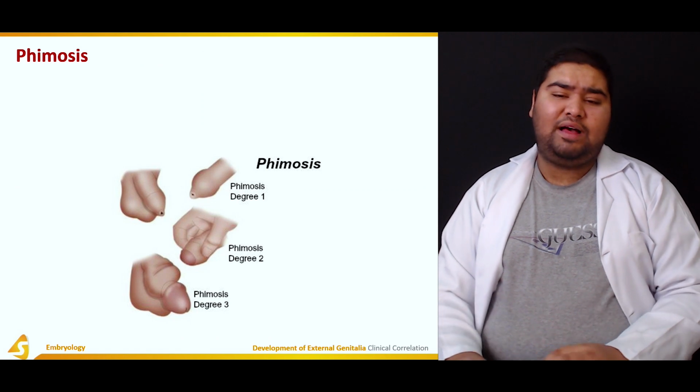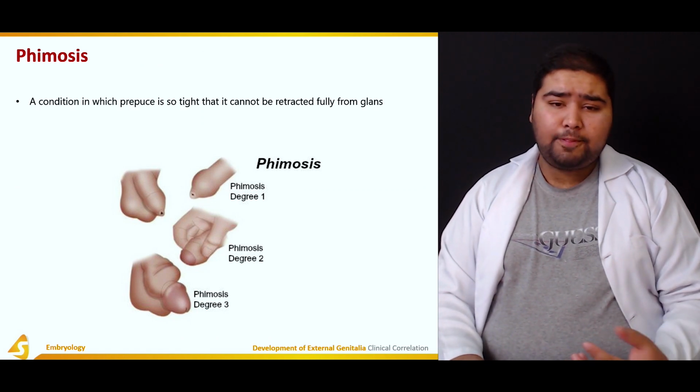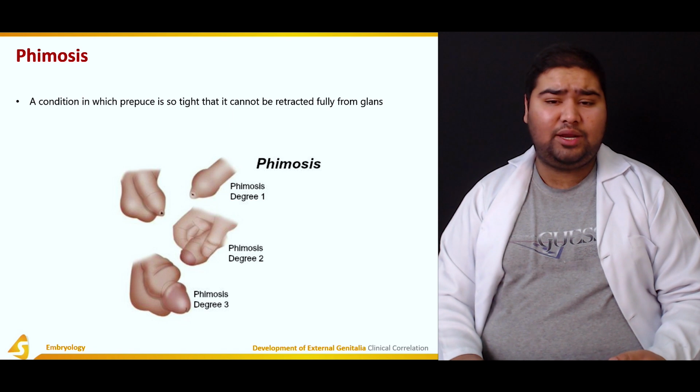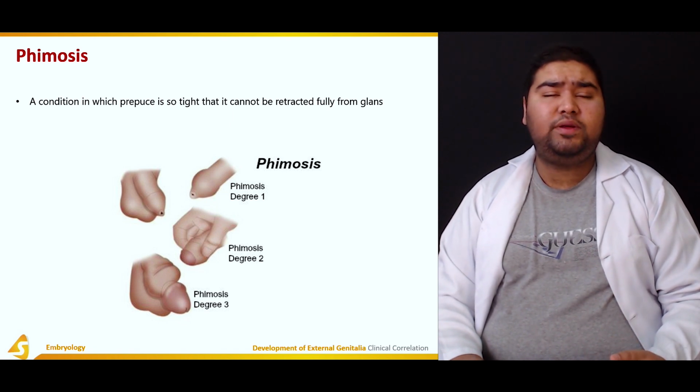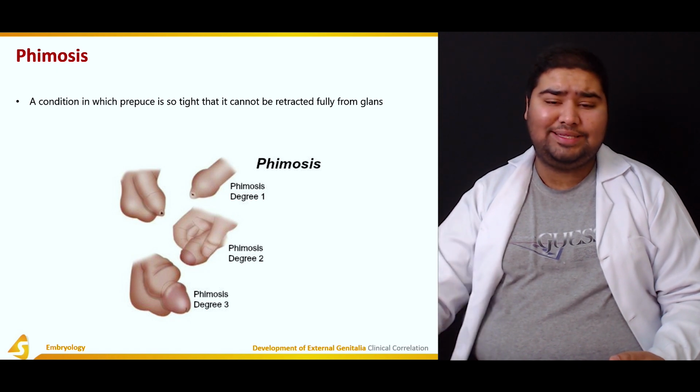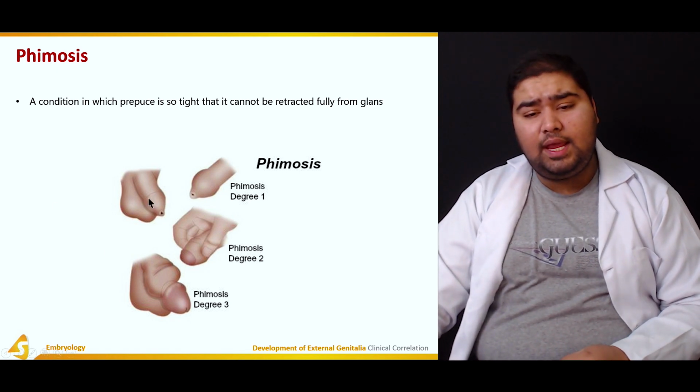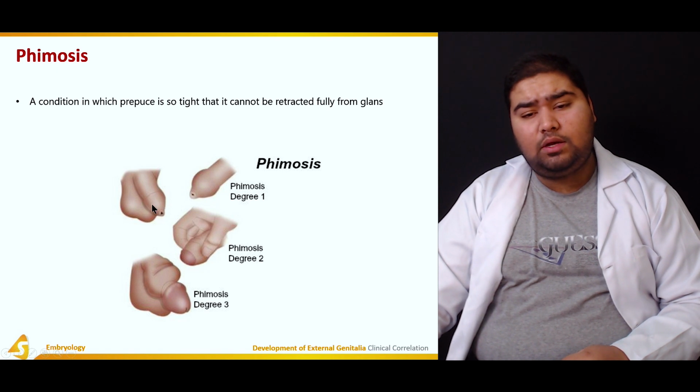So moving on, we have phimosis. Phimosis is a condition in which the prepuce or the foreskin is so tight that it cannot be retracted fully from the glans. So here you can see, this is the prepuce.